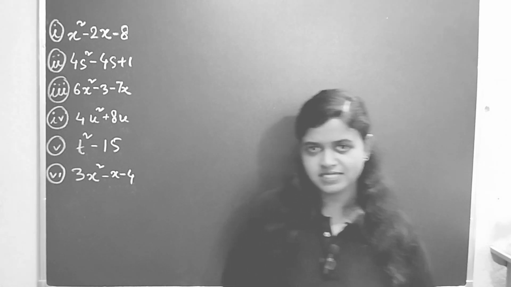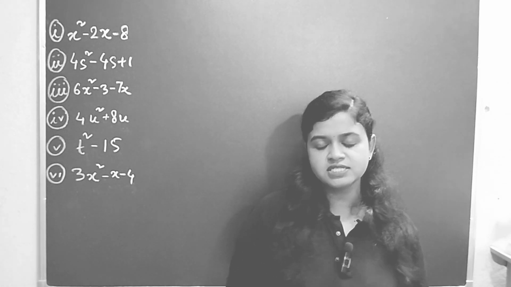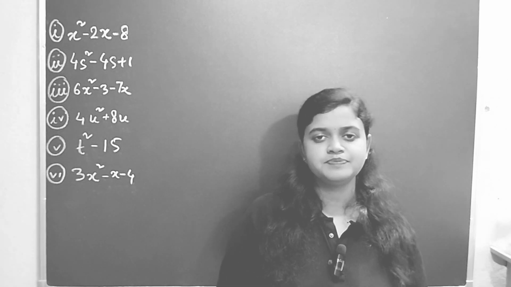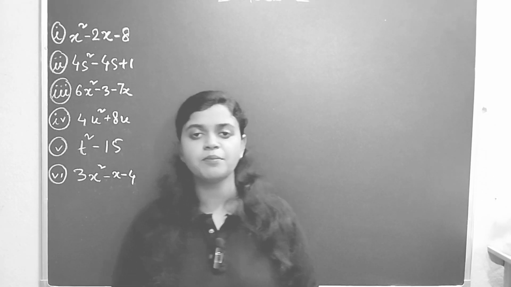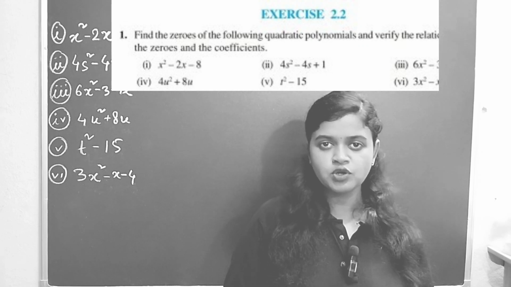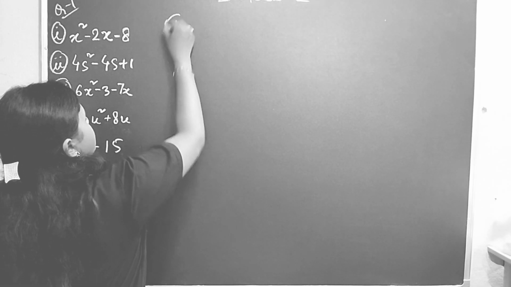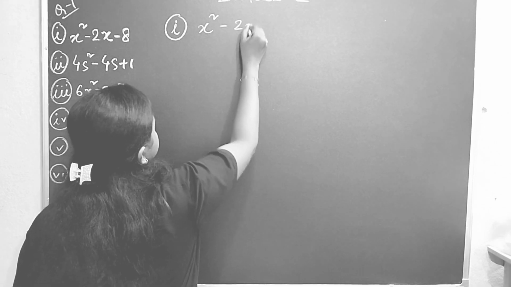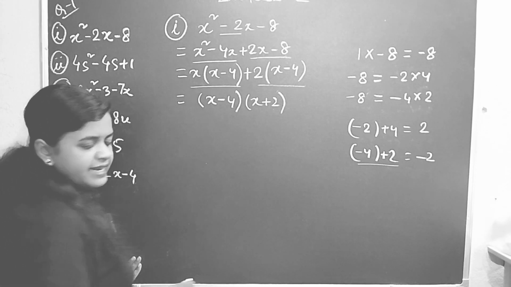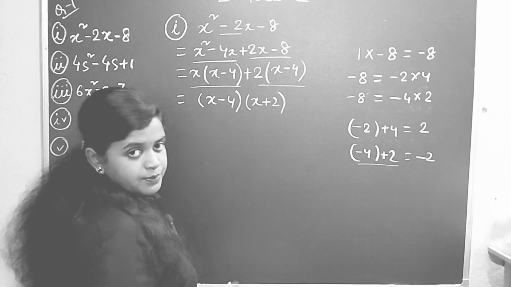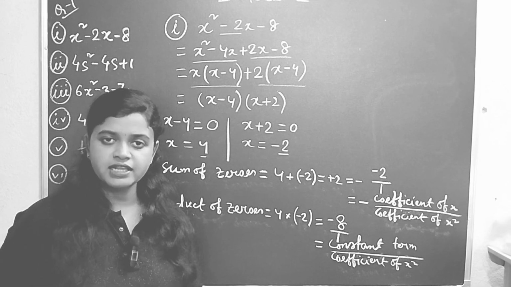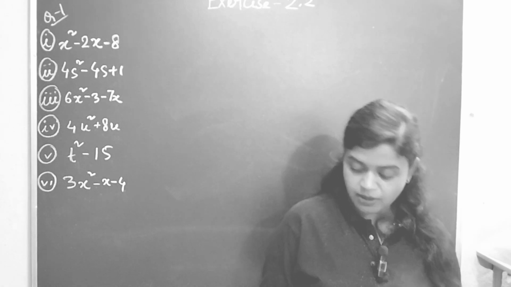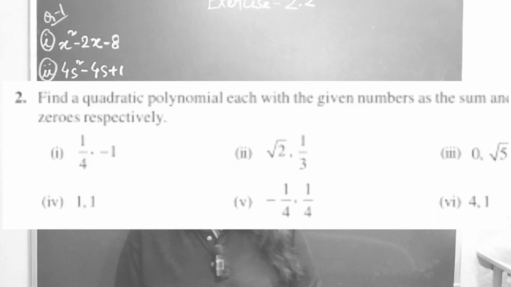In this session, we will discuss how to find out the relationship between the zeros and the coefficients of the polynomial. This is exercise number 2.2. So let us start with question number 1: x square minus 2x. This is the linear factor of this quadratic polynomial, and this is the final answer of question number 1. In the next session, we will discuss question number 2, that is quadratic.